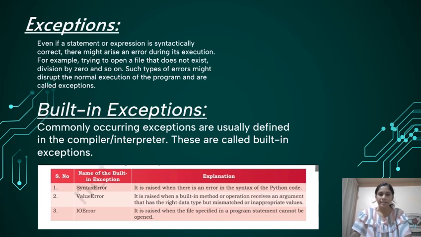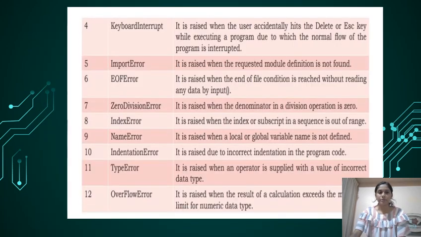Built-in exceptions. Commonly occurring exceptions are usually defined in the compiler or interpreter. These are called built-in exceptions. In the picture you can see the list of built-in exceptions like syntax error, value error, IO error. And some more types of built-in exceptions are keyboard interrupt, import error, EOF error, zero division error, index error, name error, indentation error, type error, overflow error.